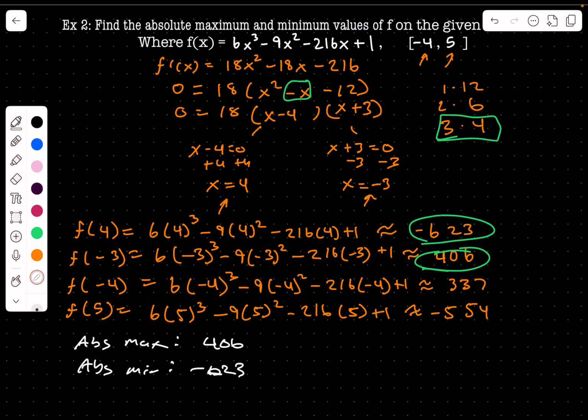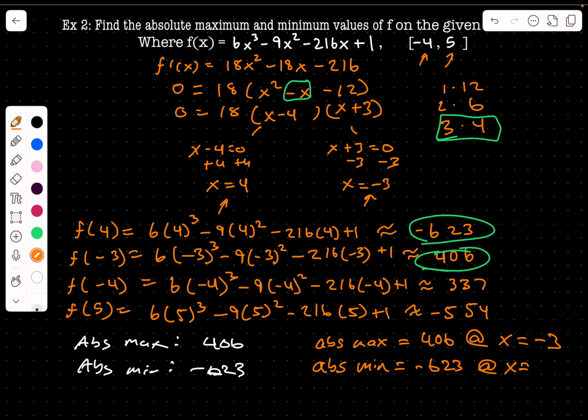And then if you have it on paper or another form of homework, you're going to write absolute max equals 406 at x equals negative 3. Absolute min equals negative 623 at x equals 4. So that is our answer.